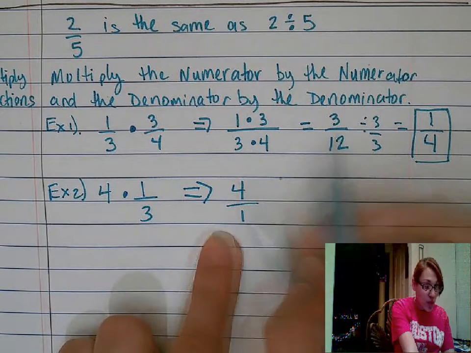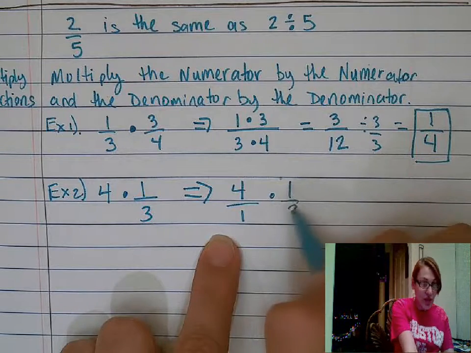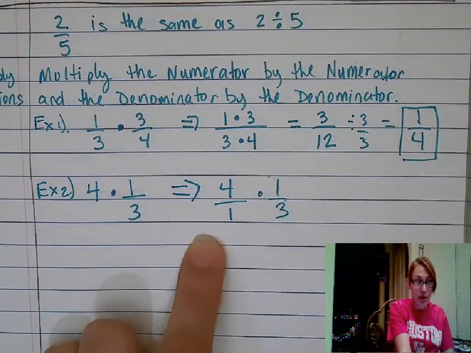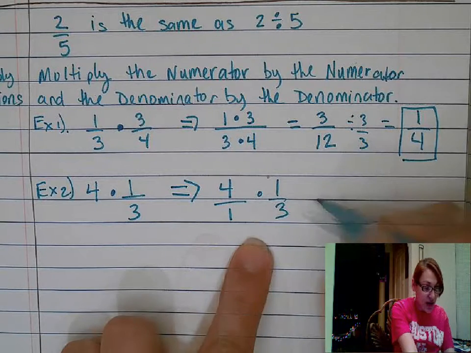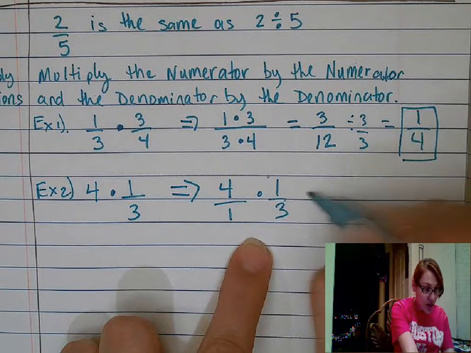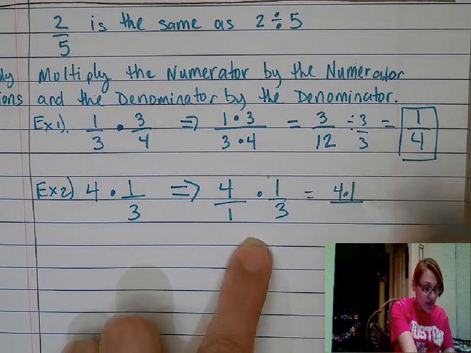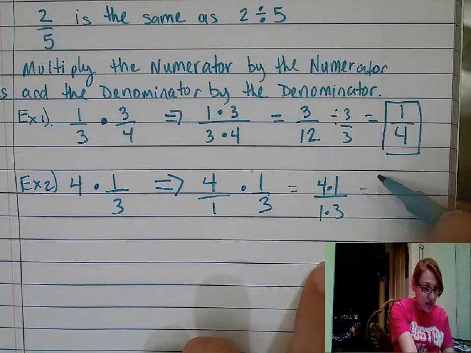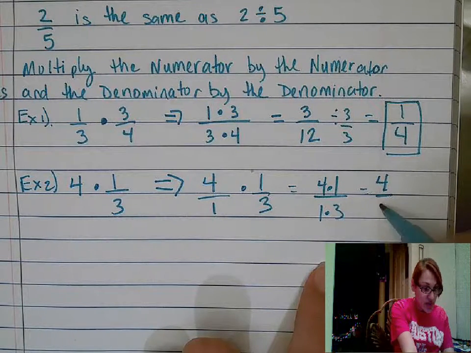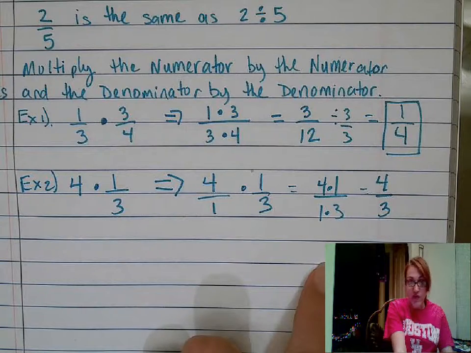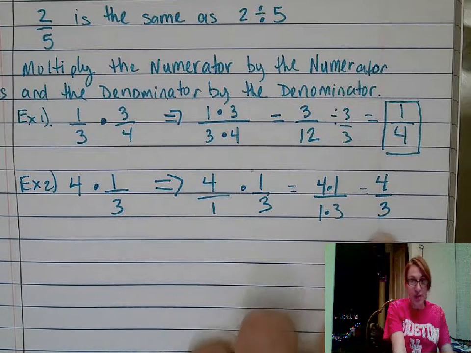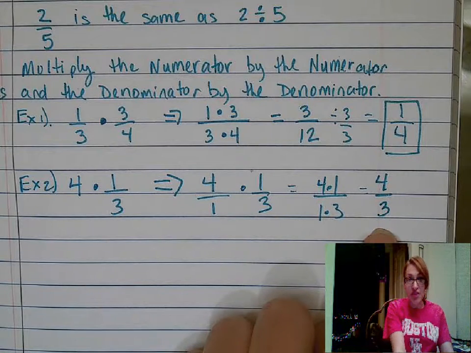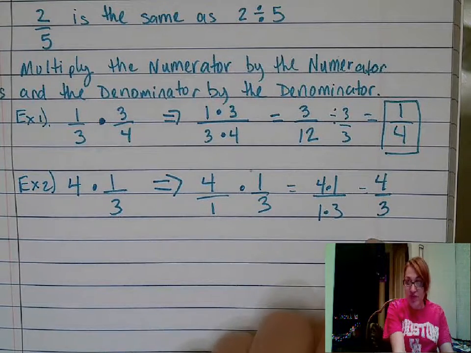So now we have 4/1 times 1/3. Now we can multiply our fractions. So now you have 4 times 1 divided by 1 times 3. And 4 times 1 is 4, and 1 times 3 is 3. So now I have 4/3. But what do we call this? An improper fraction, right? Do we like improper fractions? No, we don't, right? Okay, so we need to do something with this improper fraction.